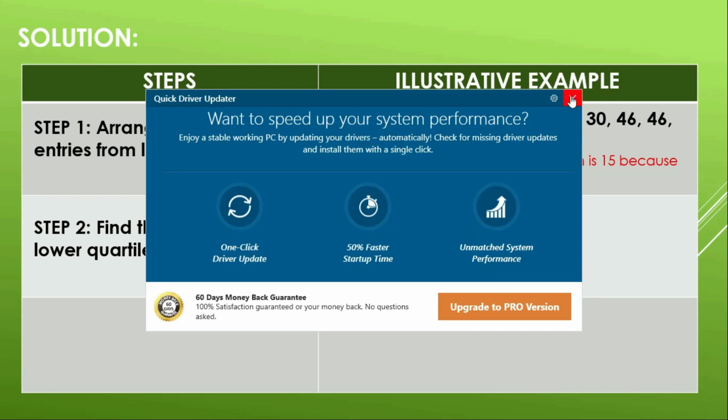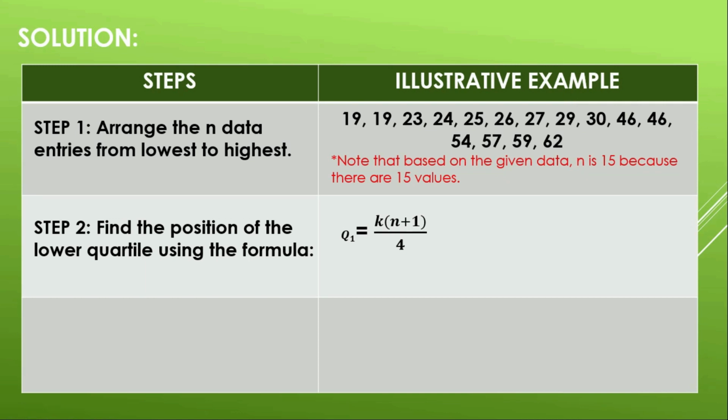So since we are determining the lower quartile, meaning the first quartile, we have here Q sub 1 equals k times the quantity of n plus 1 all over 4. Since we are determining the lower quartile, the first quartile, therefore k is equal to 1. So just substitute the value of k and then simplify the given quantities inside the parentheses.